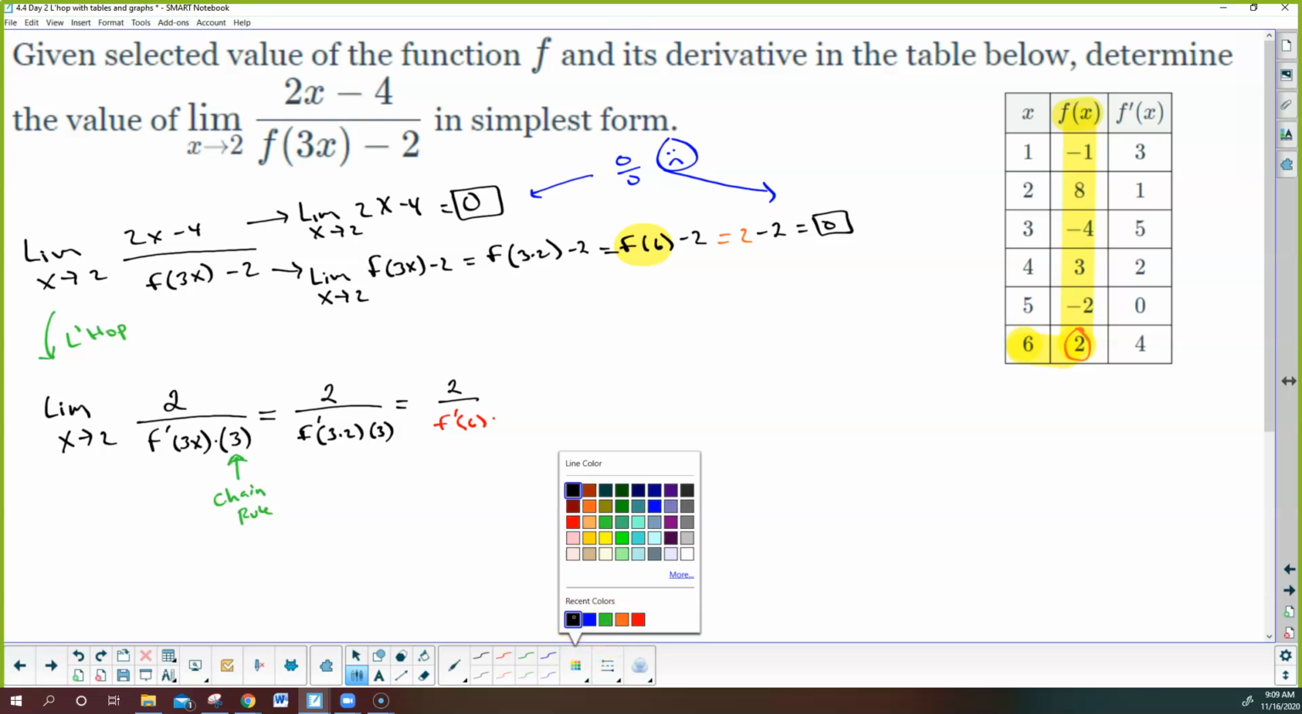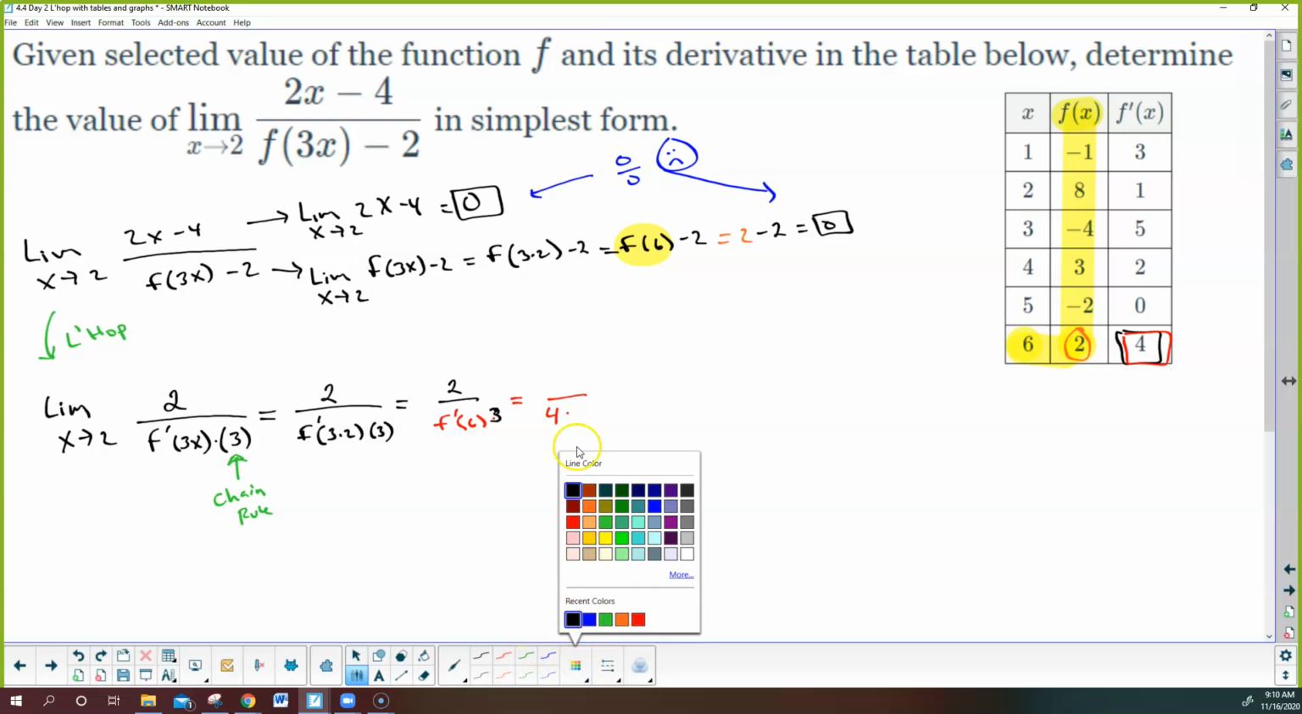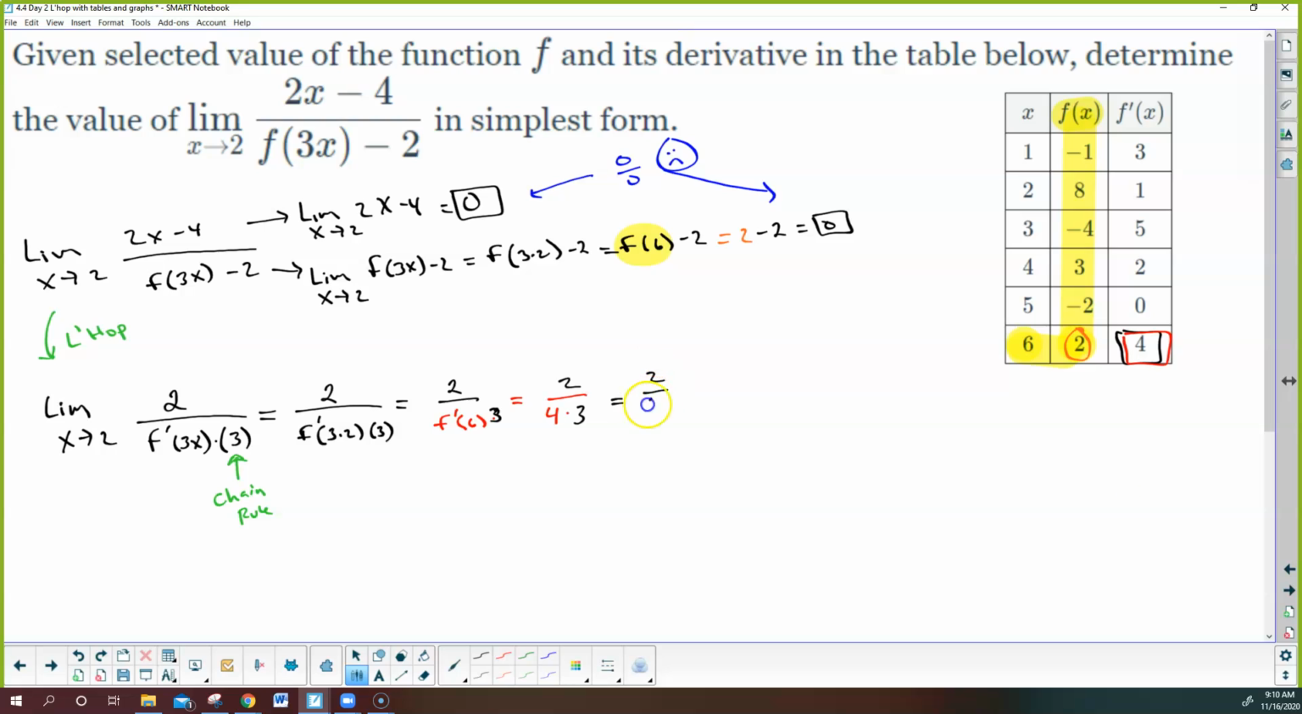So then I get f prime of 6. All right, well, where is f prime of 6? That's equal to 4. We get 4 times 3 over 2, which is 2/12 or 1/6.